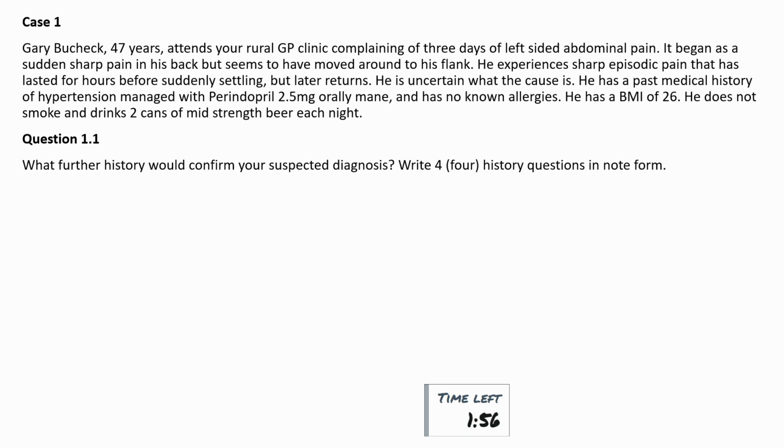So Gary's 47 years, attends the rural general practice, complaining of 3 days of left-sided abdominal pain. Began as a sudden sharp pain in the back, but seems to have moved around to the flank. He experiences sharp episodic pain that has lasted for hours before suddenly settling, but later returning. He's uncertain what the cause is, has a past medical history of hypertension, managed with perindopril 2.5 milligrams, and has no known allergies. There's a BMI of 26, he does not smoke, drinks 2 cans of mid-strength beer each night.